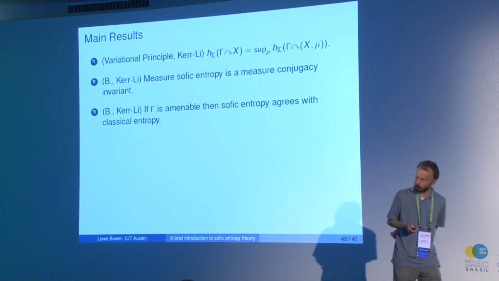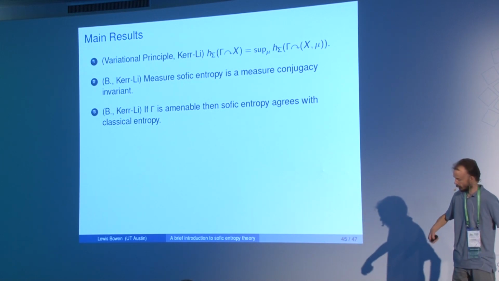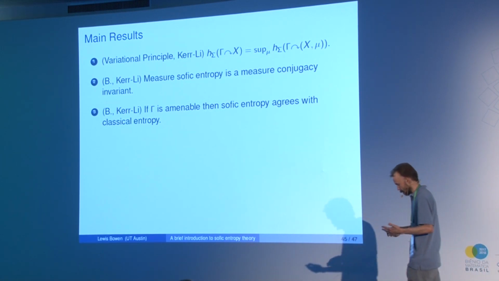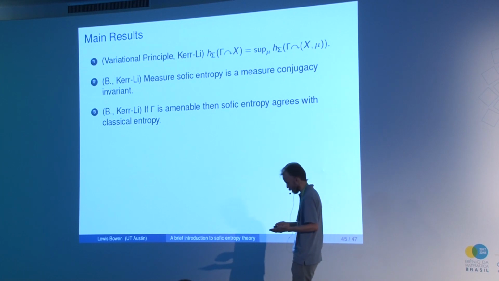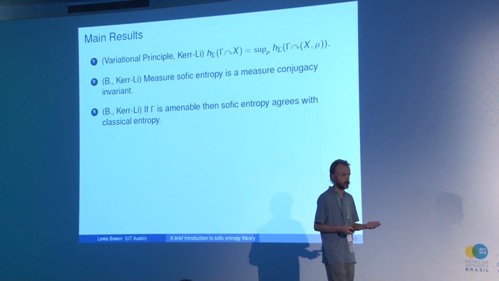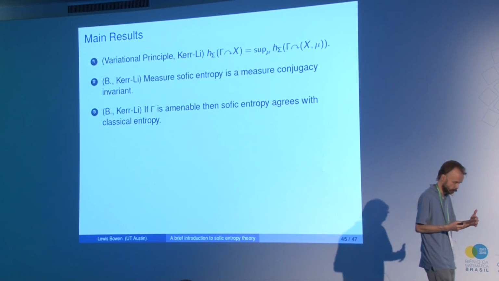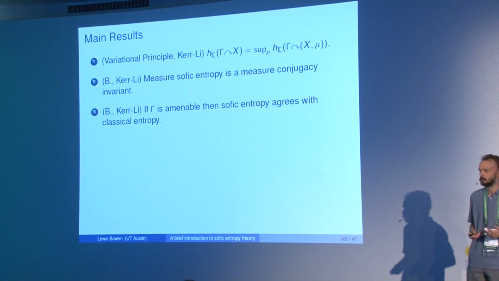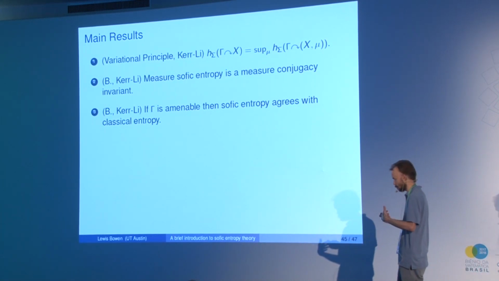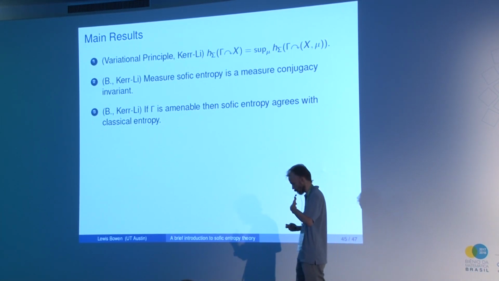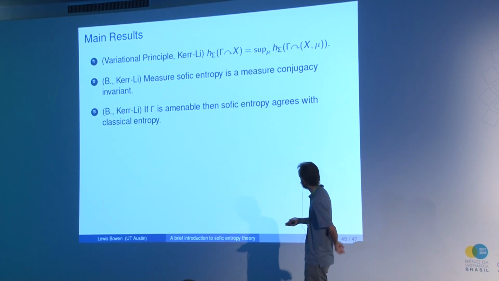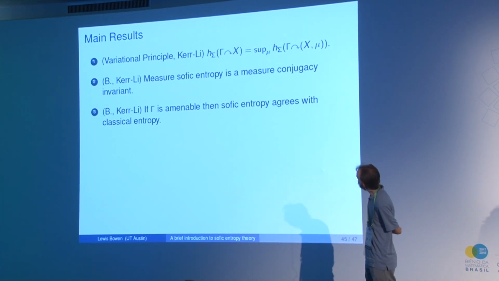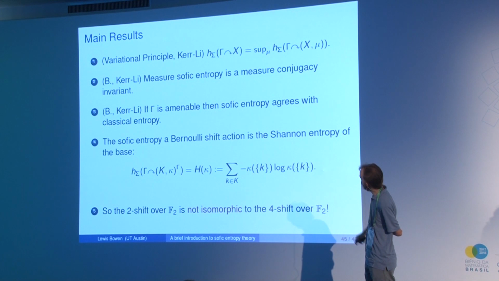In a way, it's not a difficult thing to prove, once you think about it. The continuous case is the easiest case, and then in the measure theoretic case, you just approximate measurable maps by continuous maps. Okay, it agrees with classical entropy in the amenable case.